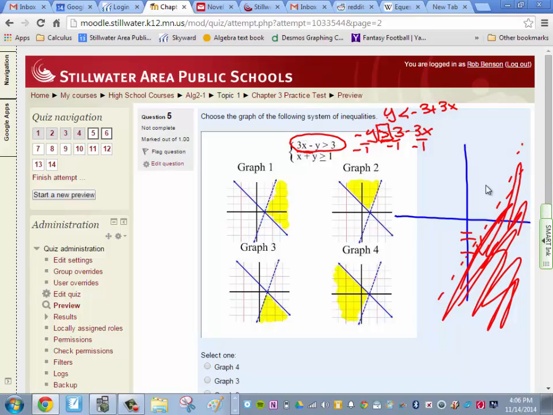Let's do the other one. We'll graph this one. X plus y is greater than 1. So I subtract x on both sides, so I got y is greater than or equal to 1 minus x. So I got a starting point at 1 right here.